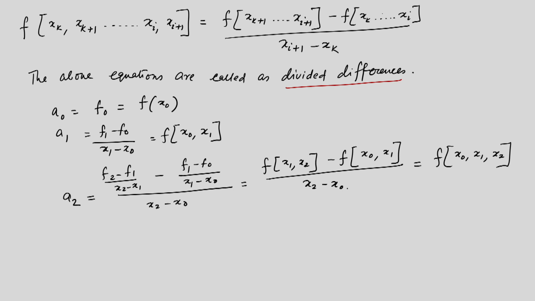So, the name is that. a 0 is of course the zeroth order divided difference, a 1 is called the first divided difference, and a 2 is likewise the second divided difference.